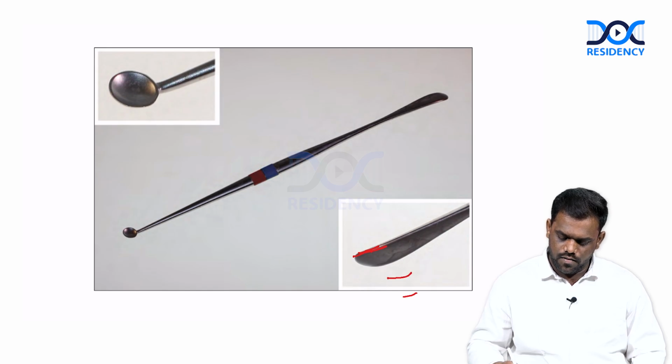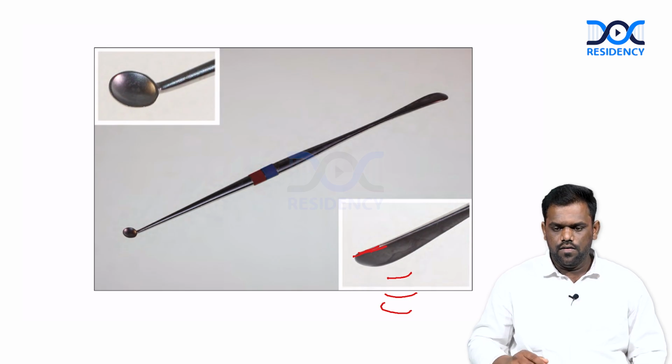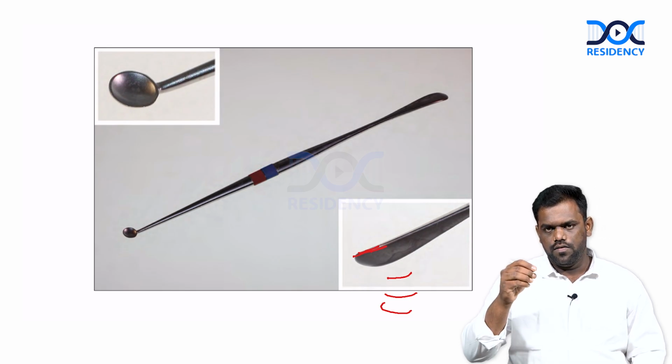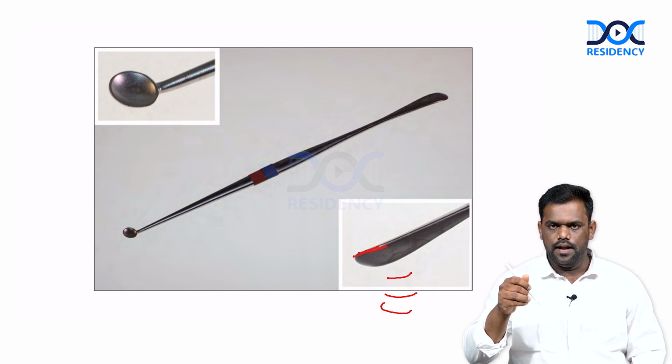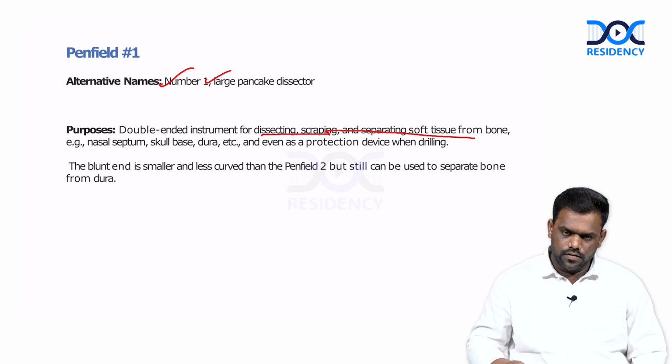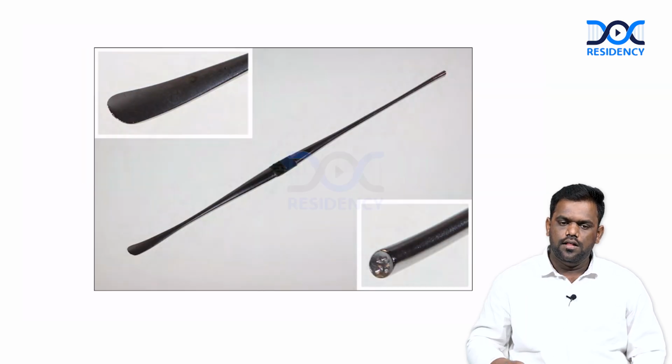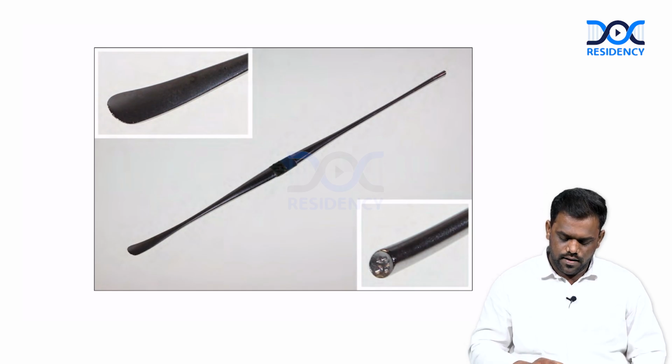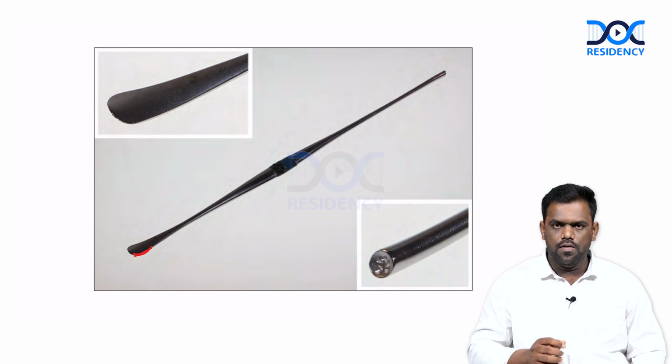The Penfield 3 is more curved, and the Penfield 4 is more curved. Okay, we use this part to separate delicate structures, adhesion with the dura or pericranium. Okay, bone from the dura. This is Penfield number 1, and this is another variant of the Penfield, which has more curvature. You see, the curvature is comparatively more than the Penfield 1.